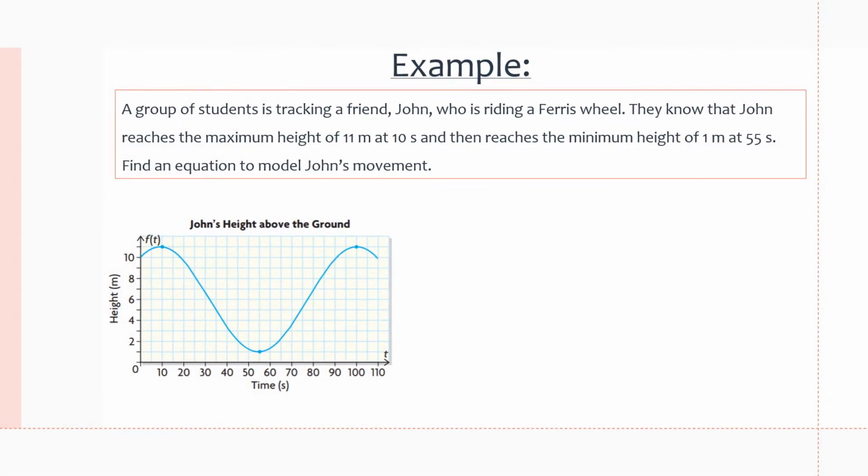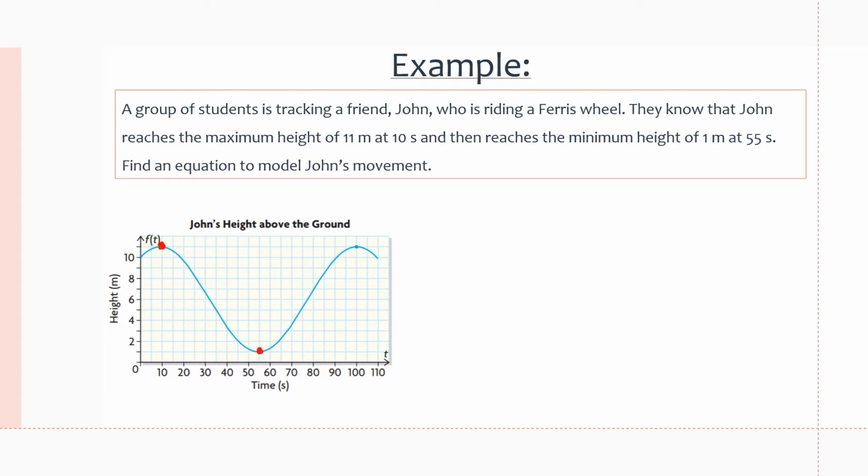Let's get right into the first example. This video is just going to be examples because we are just going over some real-life applications of sinusoidal functions. So this first one says a group of students is tracking a friend, John, who is riding a Ferris wheel. They know that John reaches a maximum height of 11 meters at 10 seconds, which is this point that we can see right here, and reaches a minimum height of 1 meter at 55 seconds, which is right here. Find the equation to model John's movement.